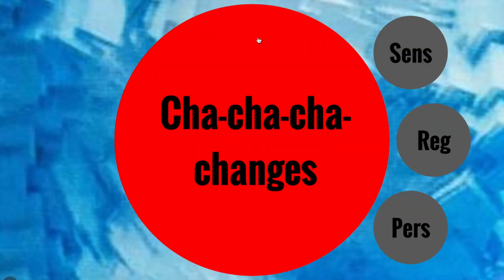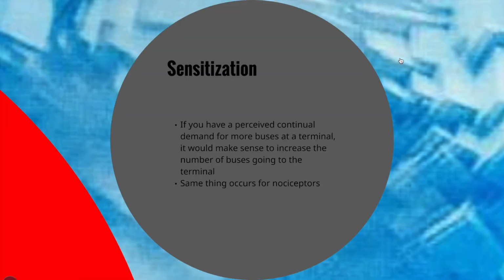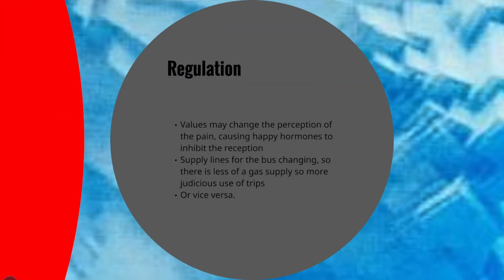However, throughout all of this, with that brain sending down pain, there are changes that can occur, such as the brain may end up having sensitization through the area. So it's noticing a continual need, or at least a perceived need, for more buses at a terminal, so it makes sense to send more buses to said terminal. Same thing occurs for nociceptors. With a lot of nociception going on in an area, you can end up with more nociceptors there, which will increase sensitivity to stimuli.